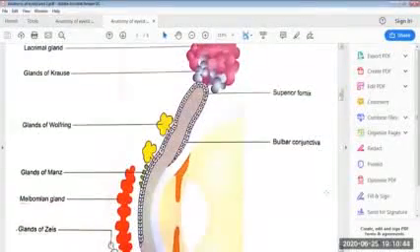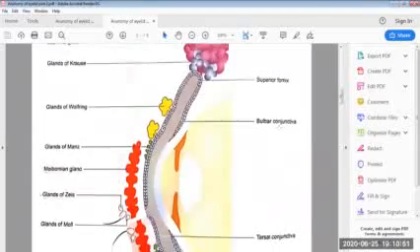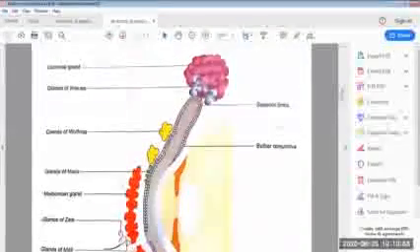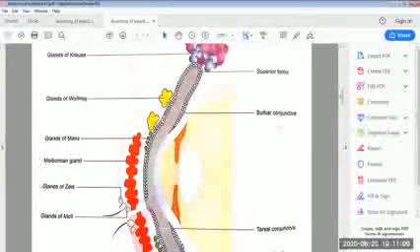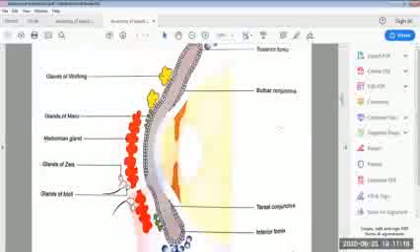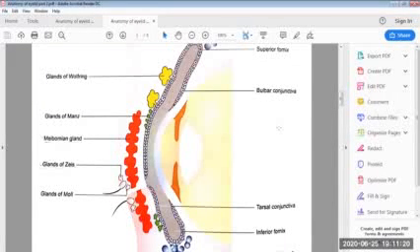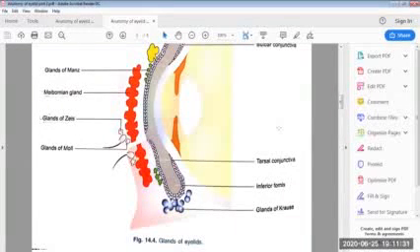Then there is an image showing, at the upper side, the lacrimal gland, and at the superior fornix there are glands of Krause, and then glands of Wolfring below the superior fornix, and glands of Manz, then meibomian gland at the tarsal plate, the glands of Zeiss, which open into the root of the hair follicle, glands of Moll, which is near the hair follicle, and then glands of Krause at the lower fornix.